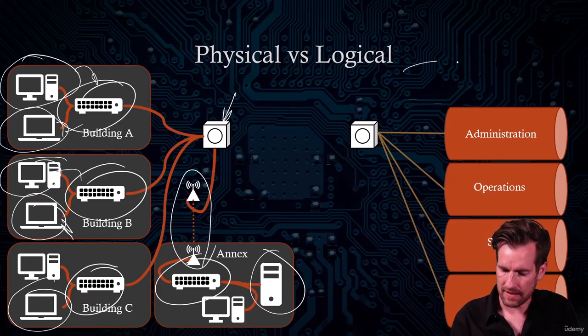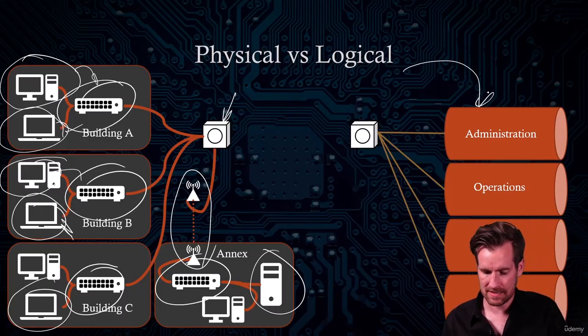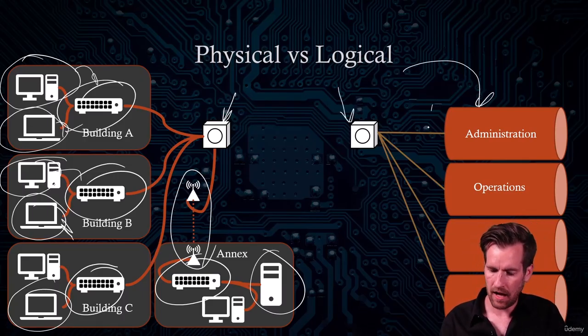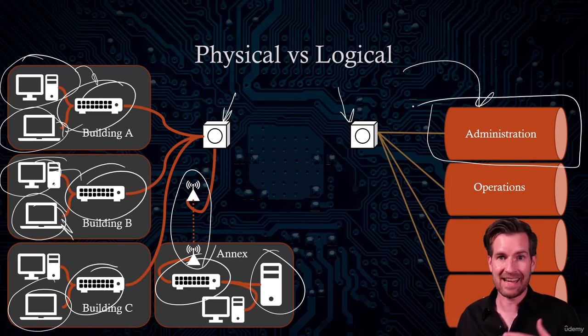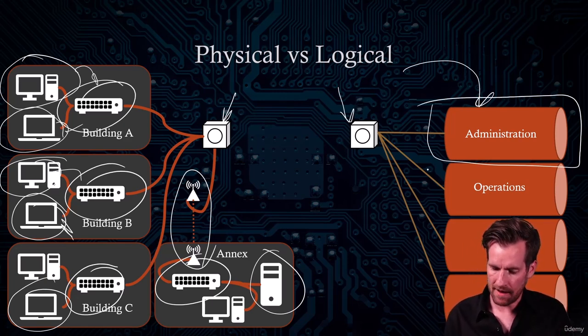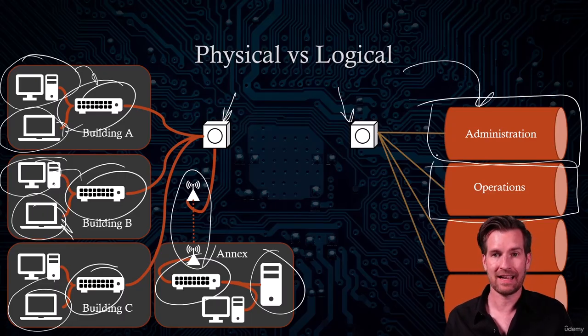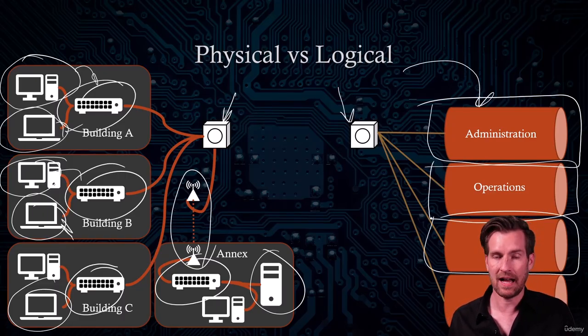So now I have this logical topology that says, okay, I have the layer 3 switch, but then I have all the administration personnel connected together on one network. I have all of operations connected on a different network. I have all of sales connected on a different network.